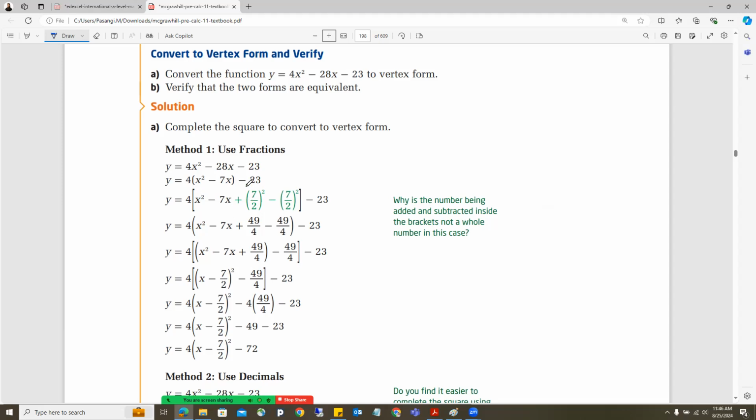And then they add the square of 7 over 2 and then subtract 7 over 2 squared. Minus 23 remains the same. And then they just simplify. That's fine. If you have odd numbers, then you have to consider them as halves: 7 over 2, 9 over 2, likewise.